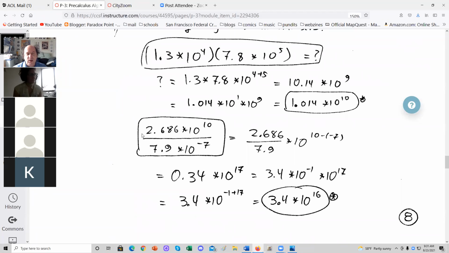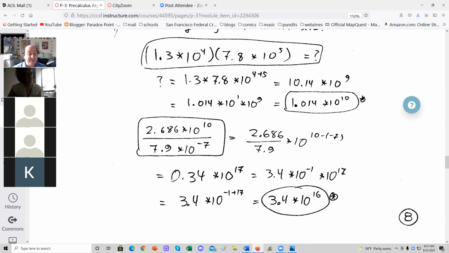Now here we divide. 2.686 times 10 to the 10th over 7.9 times 10 to the negative 7. Okay, we divide these parts, 2.686 over 7.9. We subtract these exponents, 10 minus negative 7. This part's easy, that's 10 to the 17th. This part, you run to your calculator, got about 0.34.